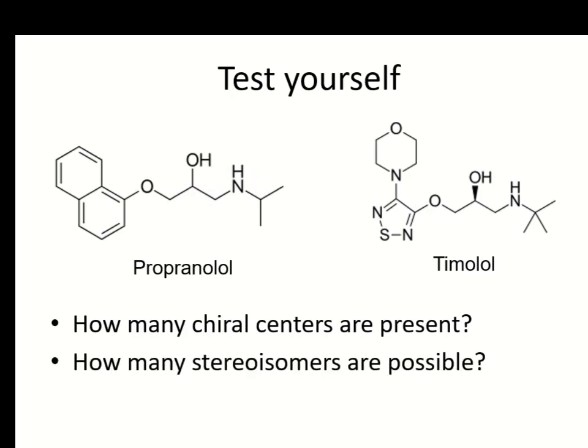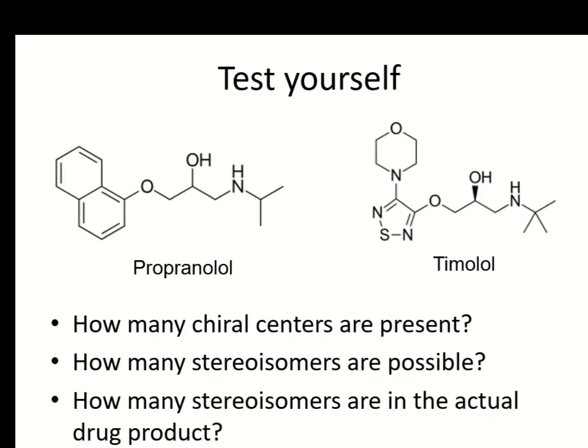How many stereoisomers are possible? Okay. Remember, the number of isomers that are possible is 2 to the n. So in each case, we've got two possible stereoisomers, or two enantiomers. How many stereoisomers are in the actual drug product? Okay, so I'm assuming here that what we have is propranolol and timolol, the structure designated as it appears in the package insert, okay? And that represents the molecule or molecules that are in the product.